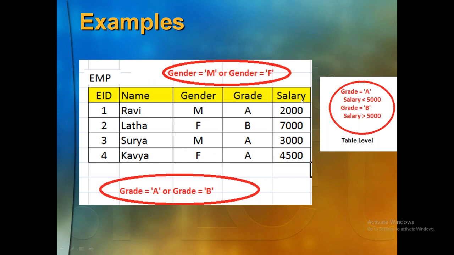Salary should be greater than zero. If the grade equals A, salary is less than 5,000. If the grade equals B, salary is greater than 5,000. This kind of validation is to be given at the table level. So all these things can be implemented with the help of check constraints. Simple expressions: salary greater than zero, grade can be either A or B, gender can be either male or female. If you want to implement these, we cannot use primary key, foreign key and so on. You have to write the check constraint.